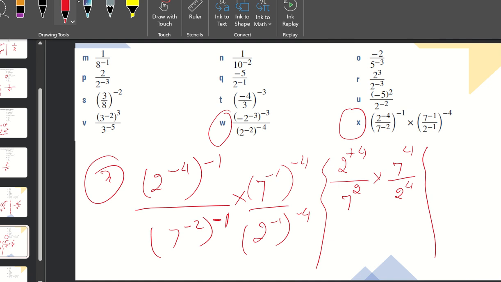Okay, so that becomes 2 to the power of 4, 7 to the power of minus 2, 7 to the power of 4, 2 to the power of minus 4. So 2 to the power of 4 minus 4 times 7 to the power of minus 2 plus 4. That is 2 to the power of 0 times 7 to the power of 2. 2 to the power of 0 is 1, so your answer is 7 squared. So that is how you do these questions.